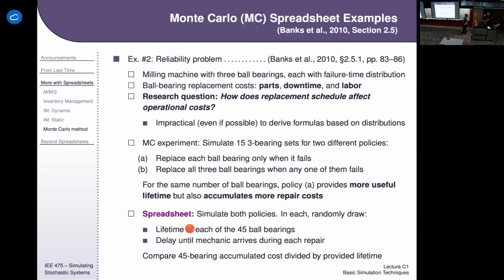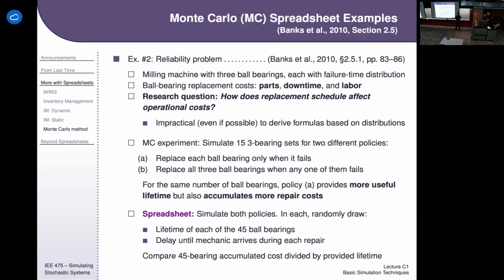In each row, I draw a lifetime for each of these 45 ball bearings, that's 3 times 15. I also draw the delay until a mechanic arrives, because that's really costly. Every minute the machine is down, that's a cost I'm paying. If I know the lost opportunity cost of the machine being down, that gives me the cost of these policies: the cost of buying the ball bearings plus the cost of waiting for the machine to get repaired. I can put that into a spreadsheet. I don't have the results here, I'm just explaining roughly how this would be done.